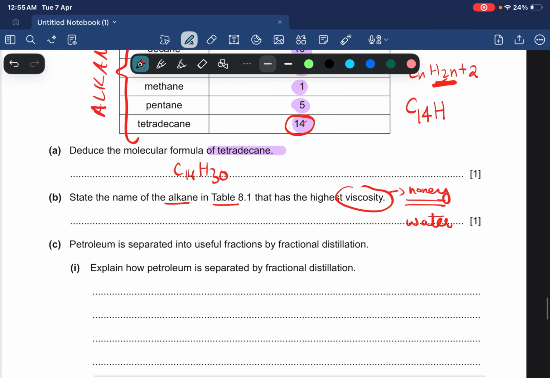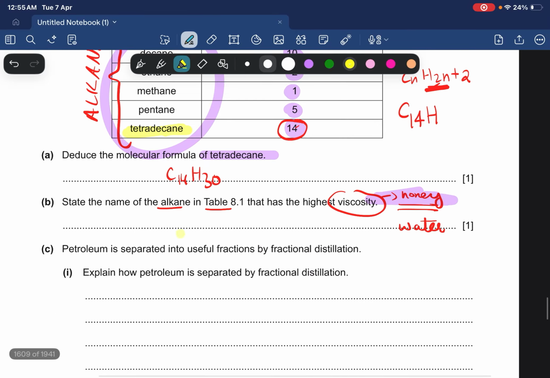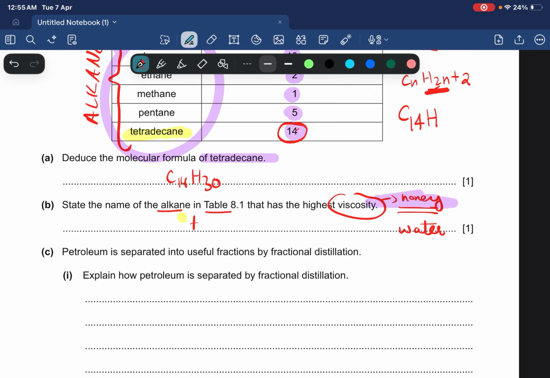So basically, state the name of the alkane in table 8.1 that has the highest viscosity, that's going to flow the least, because I said honey is more viscous. That means honey flows less. So over here, out of all of them, what is going to flow the less? That is the one with more carbon atoms, because the more carbon atoms you have, the higher your boiling point gets. The more solid you become, the less you flow. So it's going to be tetradecane. Got it? I hope that makes sense. Tetradecane.